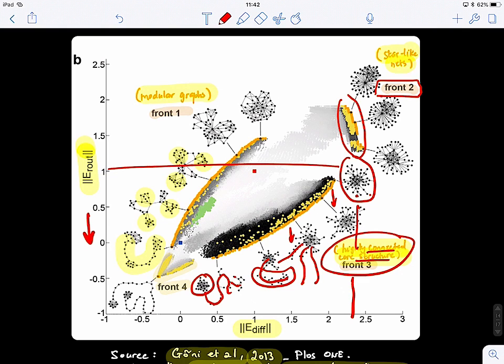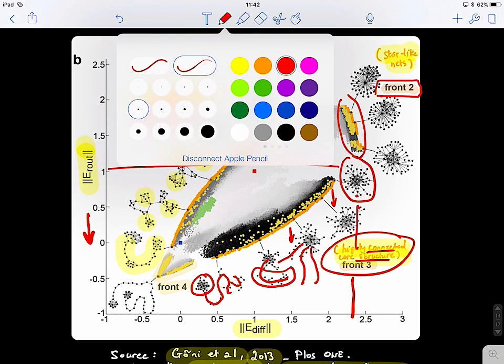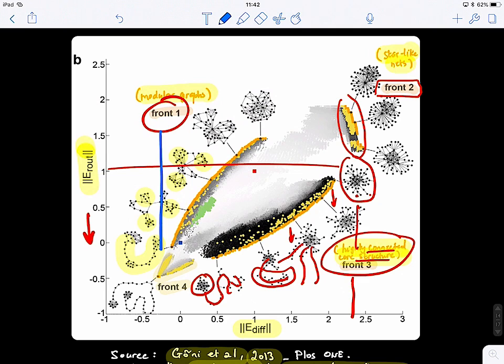Now what we have, until we get to this one, you have a core, but it's very branched out. And then for the first front, where you have the other way around, so for front one, you have low diffusion, but high global efficiency. And these are generally modular graphs. What modules means is you have different cores, okay? And these modules are internally densely connected, but externally weakly connected.